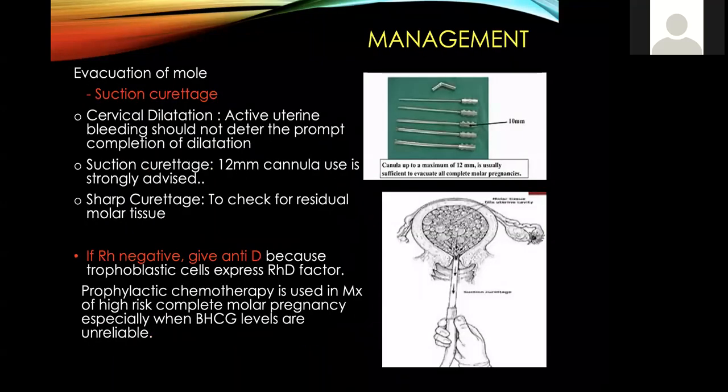So what is the treatment? You can find a tray on the right hand side which shows different sizes of cannulas. So you have 4 millimeter, 6 millimeter, 8 millimeter, 10 millimeter, 12 millimeter suction cannula. They are made up of metal or plastic, and to them you have to attach the suction machine, and you have to maintain a pressure which is built up in the uterine cavity.